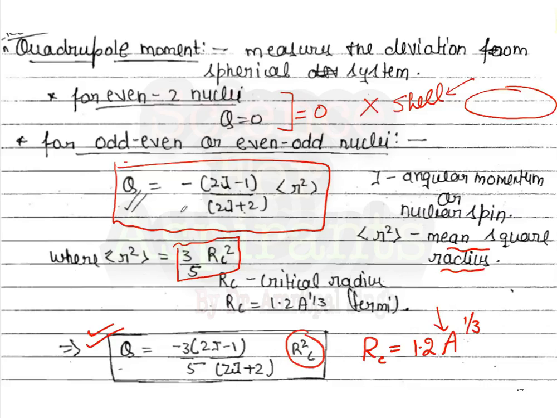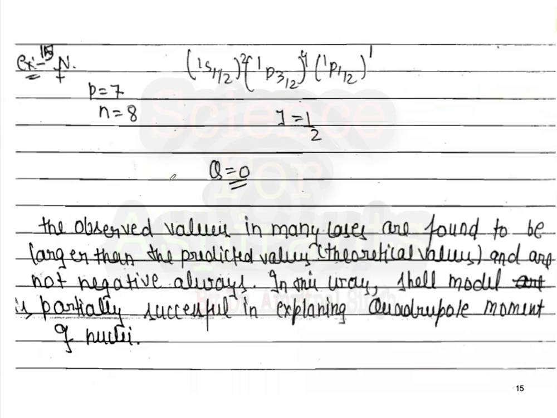Now if you check this formula, there is a negative sign here. This negative sign represents that in the majority of nuclei the quadrupole moment comes out to be negative. But here this shell model failed, because they have seen that in a higher number of nuclei the quadrupole moment has a positive value.